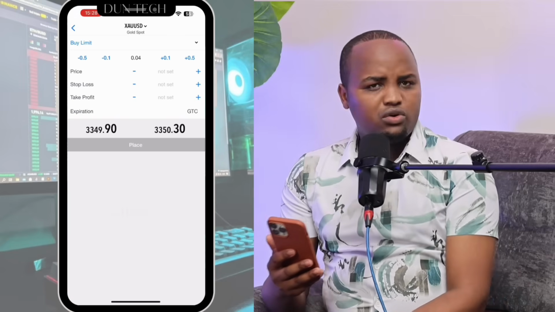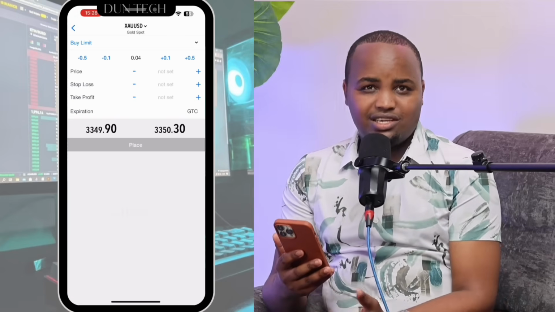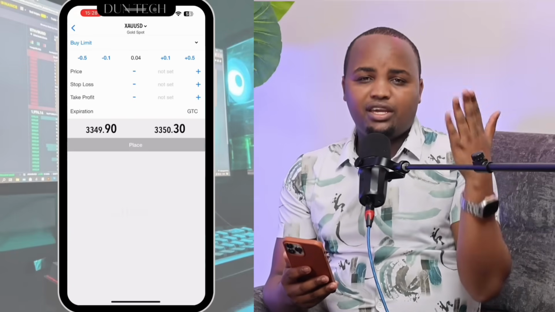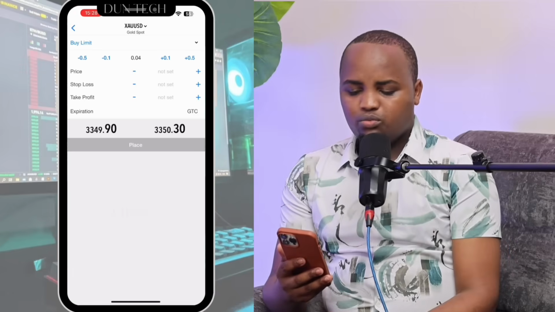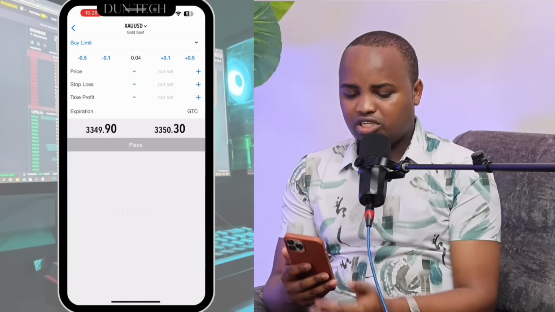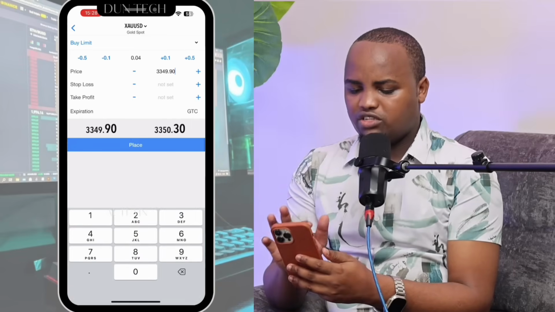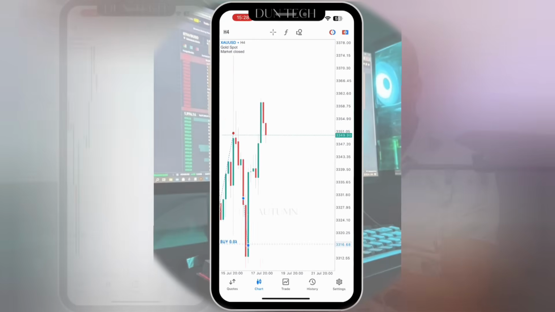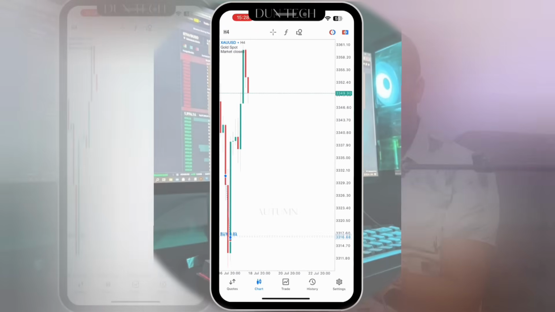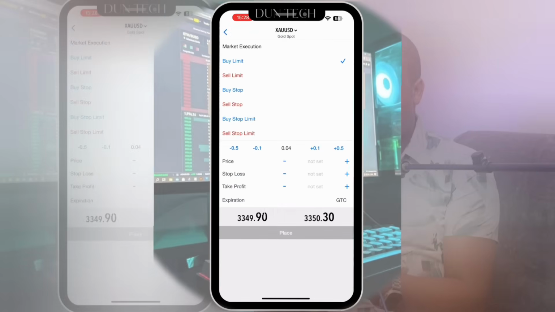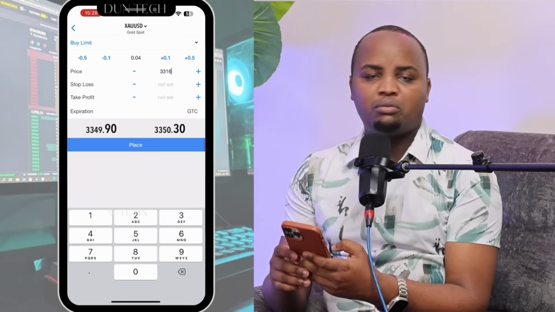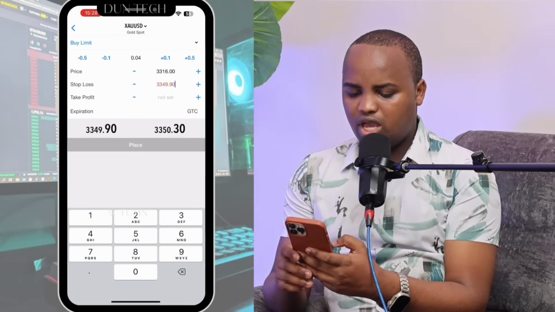Assume the price of gold is at 349, as you can see. If you know that the price is going to drop and probably come back again, you are going to place the buy limit here. In this market, this is gold, and I'm waiting to see whether it's going to come to where I want to buy it, at 316. So I click buy limit and put 316. Probably that is where you're waiting for the price to come through.